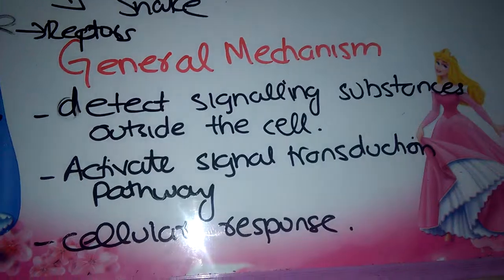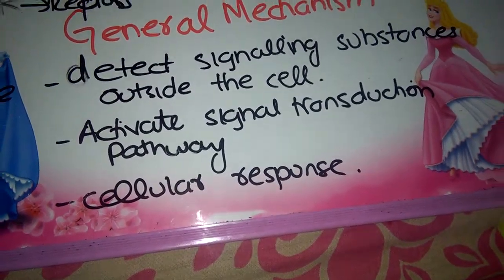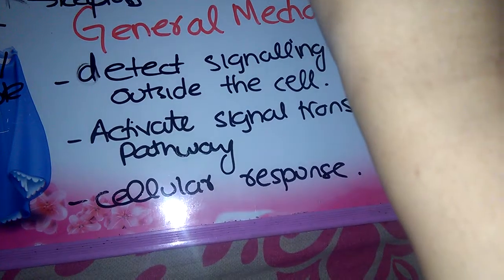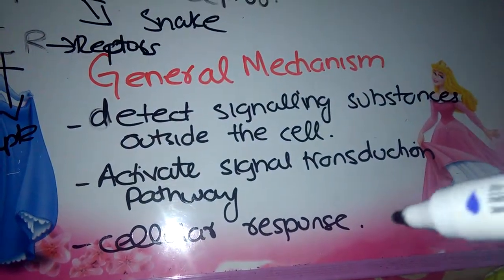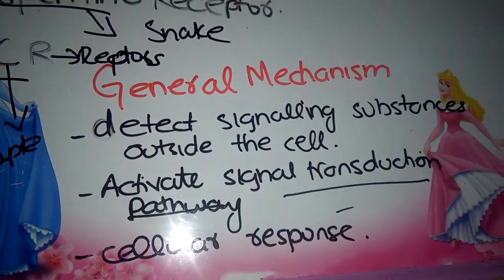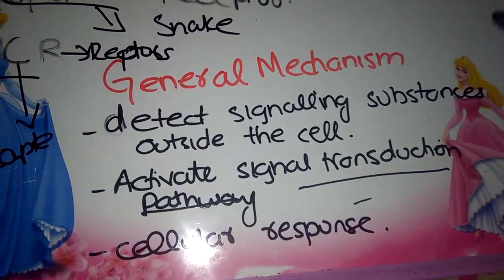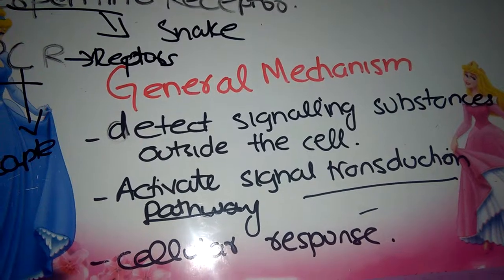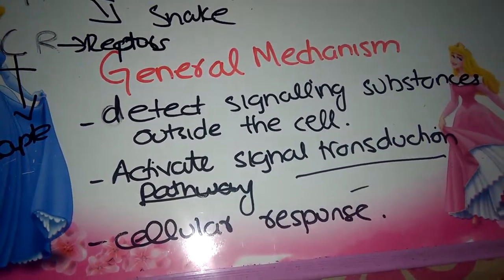The general mechanism of G protein receptors is that they detect the signaling substance, for example a ligand, outside the cell, and as a response they activate the signal transduction pathway. This is the pathway mainly followed by G protein receptors, and then eventually the cellular response occurs. Now we'll talk about the families later.